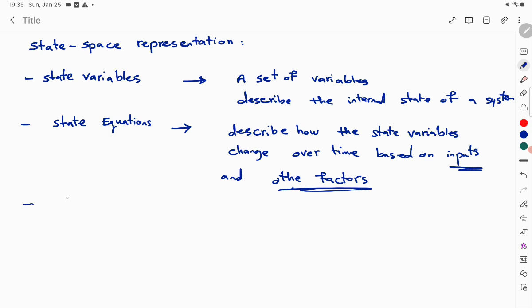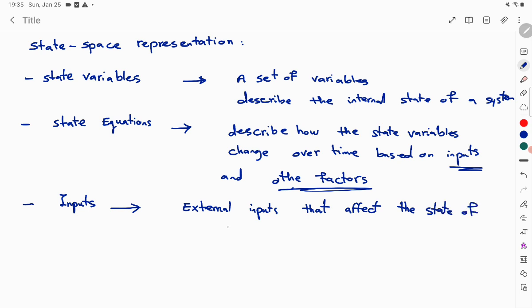What are inputs? External inputs that can affect the state of the system. When we talk about input, we mean external inputs that affect the state of the system.